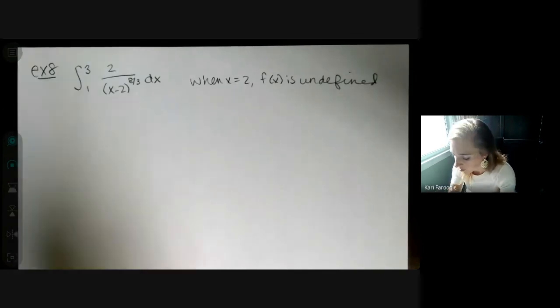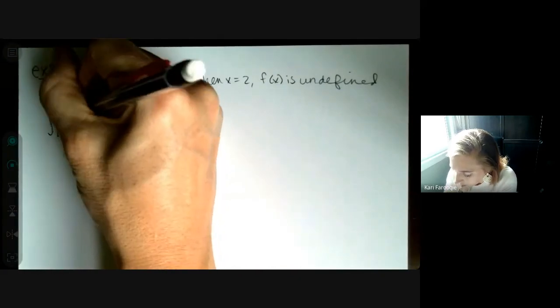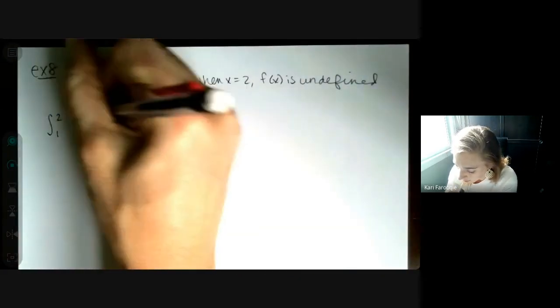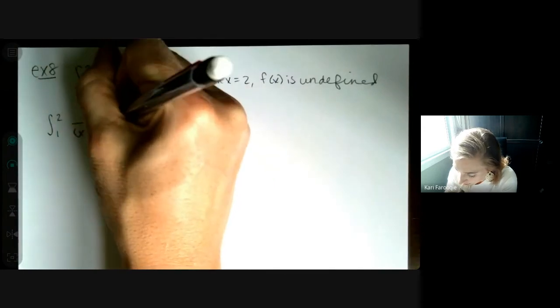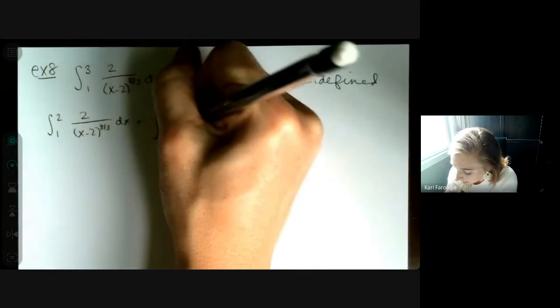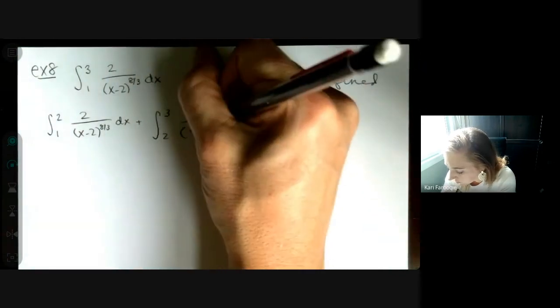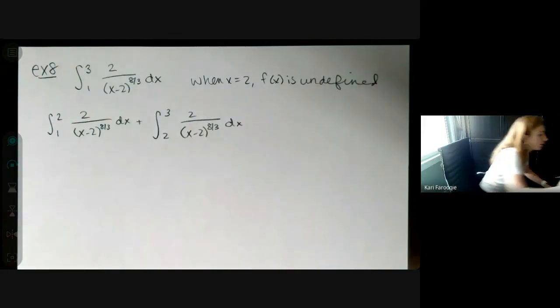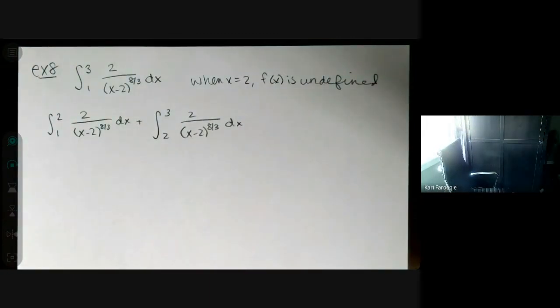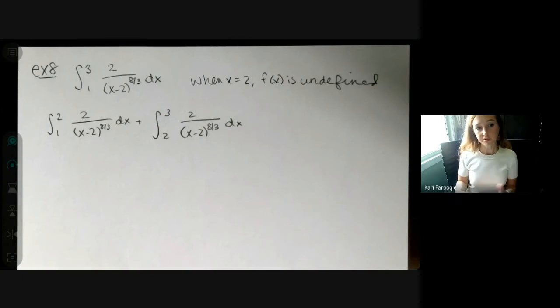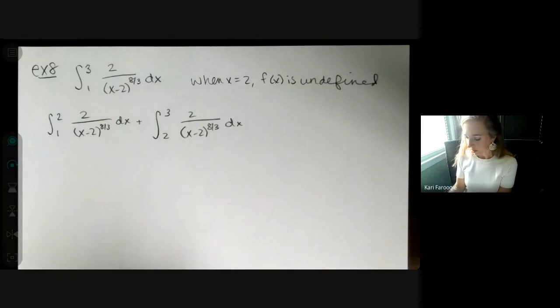So we're going to split this up at 2. I'm going to rewrite this so that we're taking this integral from 1 to 2. I'm going to leave the 2 in the numerator for right now. And then we're going to add that to the integral from 2 to 3 of the same function. Let's go ahead and set up these two integrals.